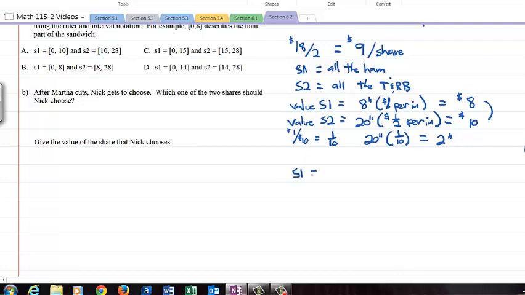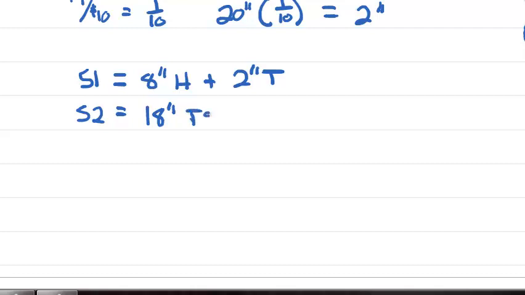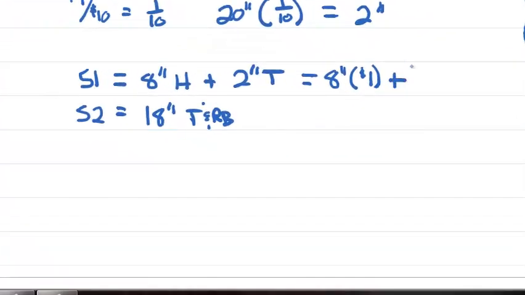So, what does that give us? The first share now is 8 inches of ham plus 2 inches, and the first part is turkey. And for the second share, that leaves me 18 inches of turkey and roast beef. Okay, and we need the values of those, right? So 8 inches times $1 per inch plus 2 inches times $1/2 per inch.